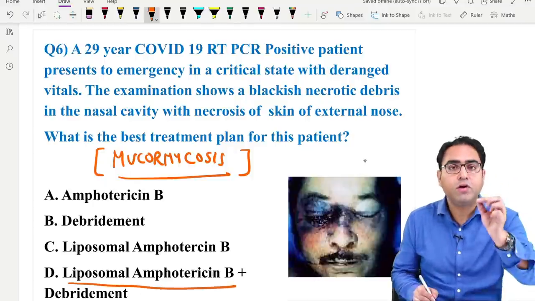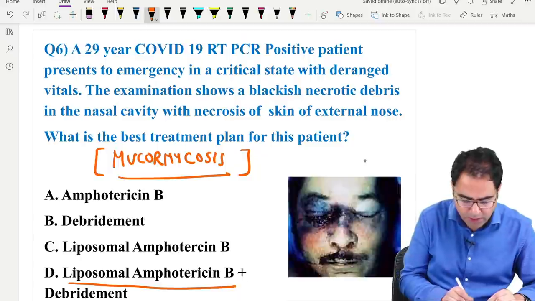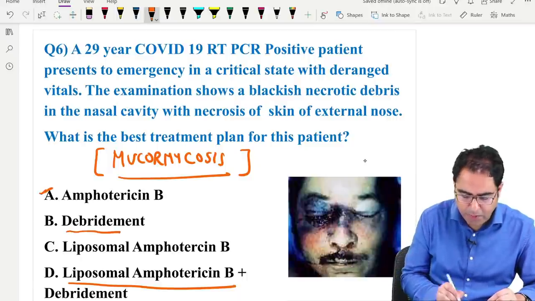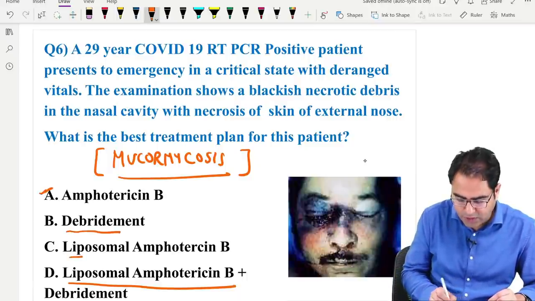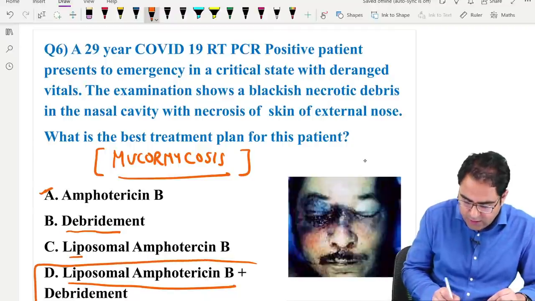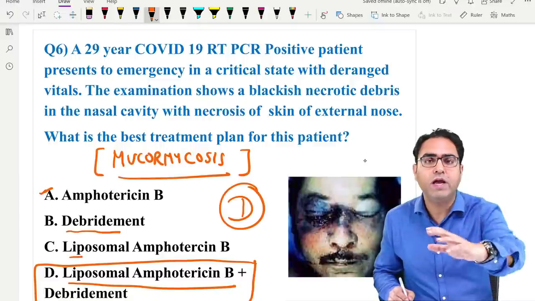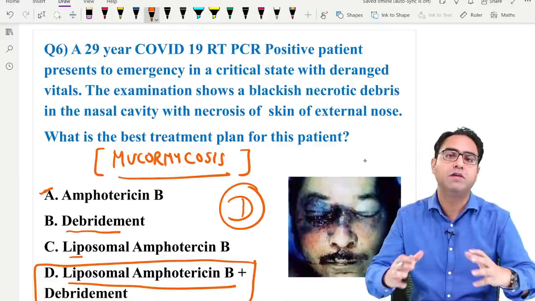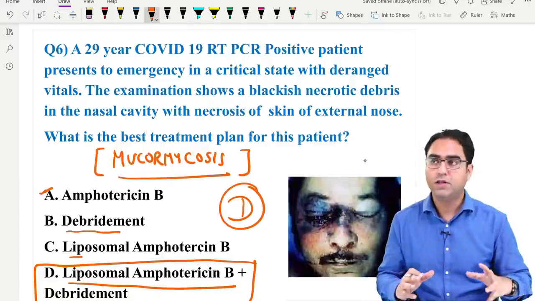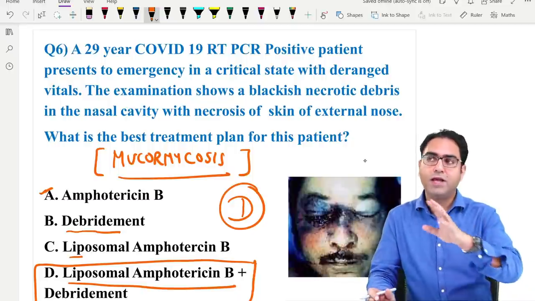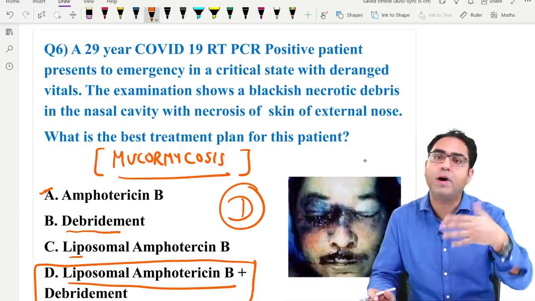But the other choices are also partially correct. Amphotericin B, partially correct. Debridement, partially correct. Liposomal amphotericin B, partially correct. But what is the best answer? In the paper, mark the best answer. The paper does not say other choices are incorrect. They say mark the best response. They are very diplomatic. The other choices may be partially correct.